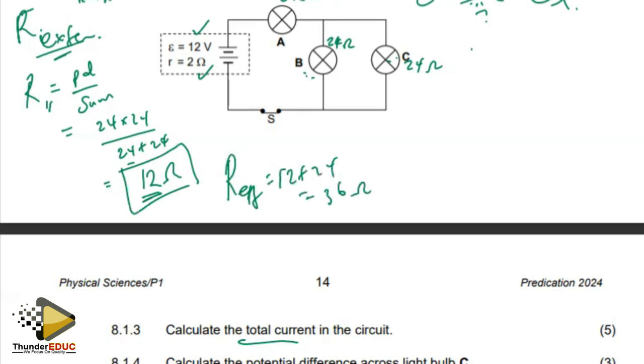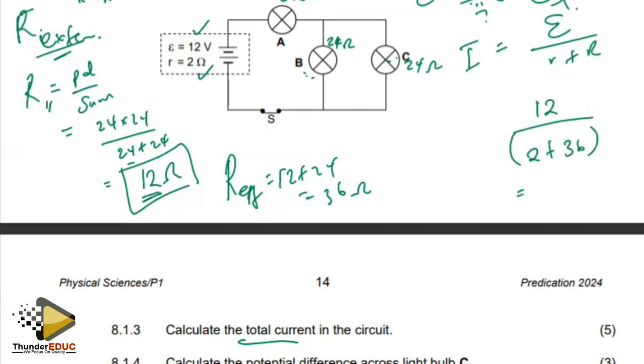Then come here and substitute, and my current is going to be EMF over R plus capital R. EMF we said is 12. The small r is 2. The capital R is 36. Let's punch this into the calculator and see. 12 over 38. I'm getting 1 over 3. Is that even reasonable? 12 over.